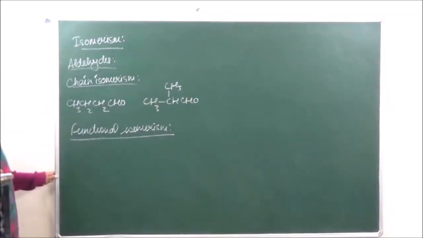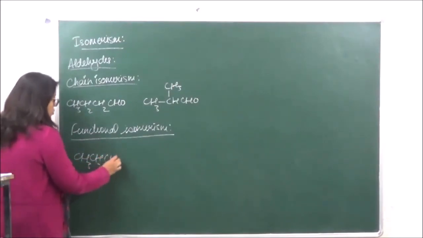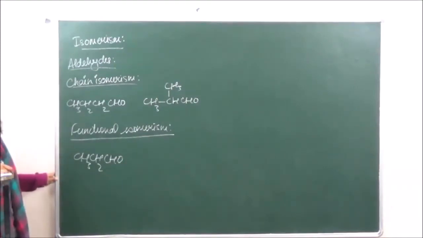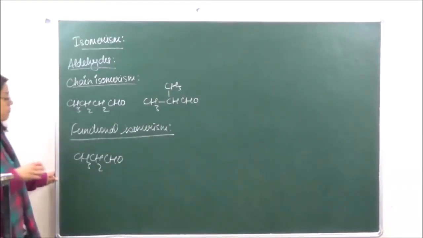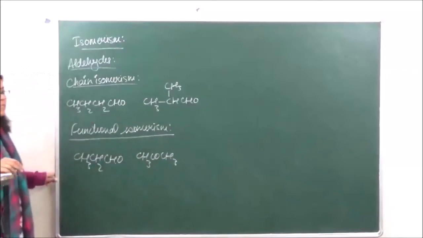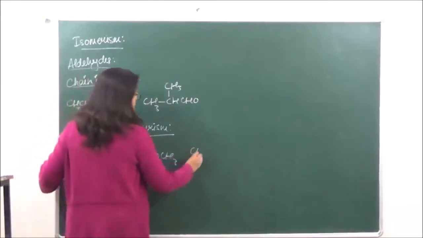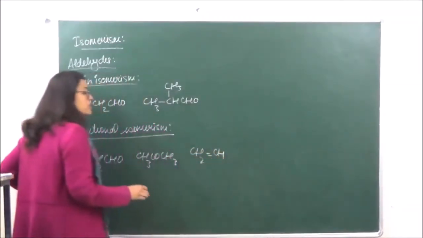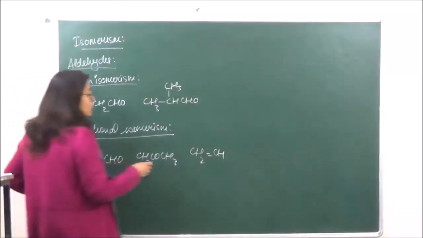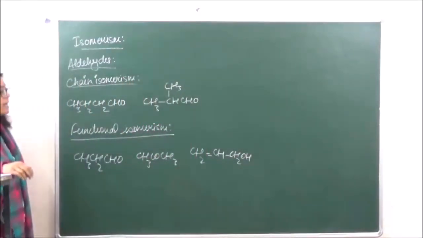Then we have functional isomerism. In case of functional isomerism, the molecular formula is going to be the same but the functional group is going to be different. For example, if we are taking CH3, CH2, CHO, this is known as propanal, right? The functional isomer of this is going to be a ketone, CH3, COCH3. And another functional isomer of this may be present, which is known as allyl alcohol.